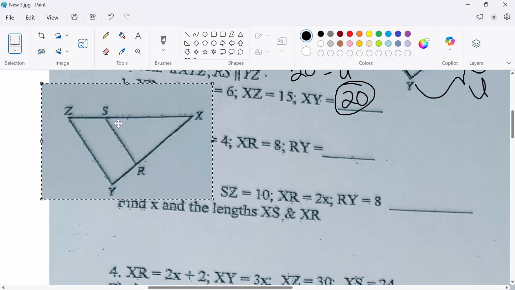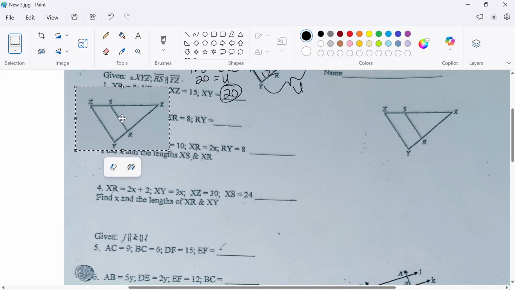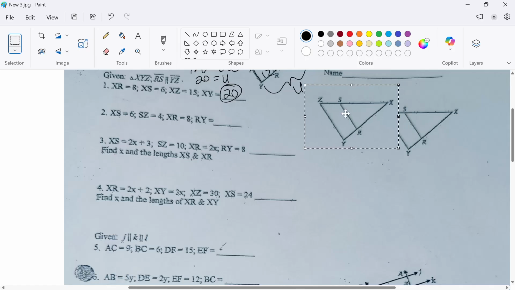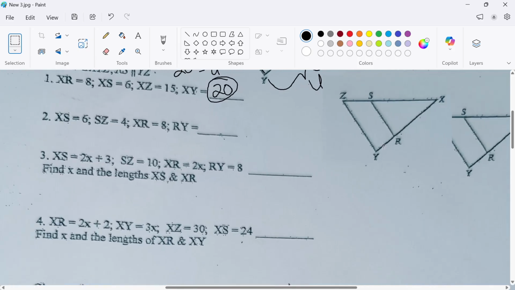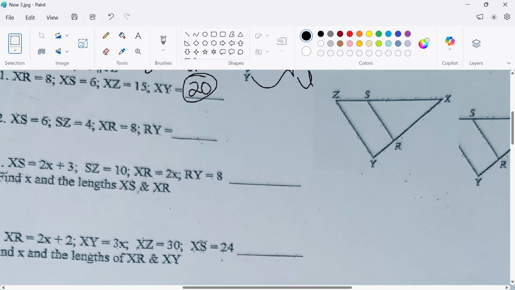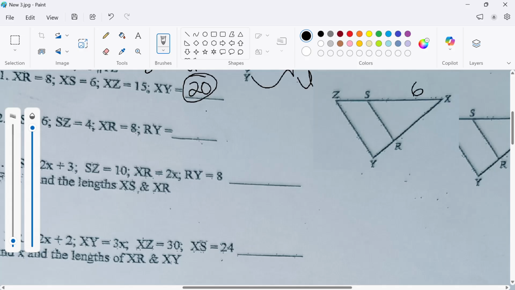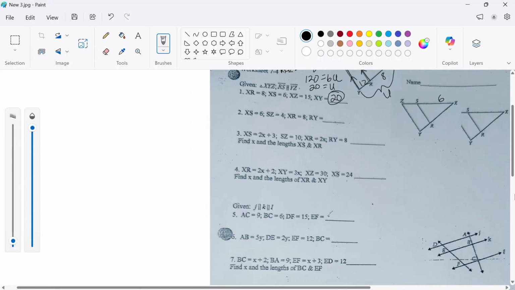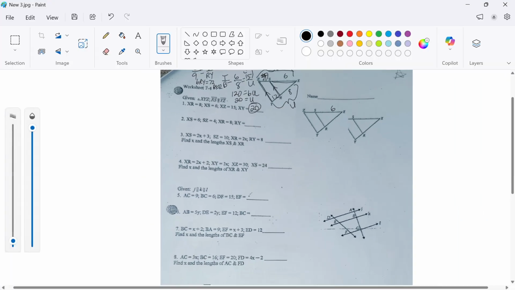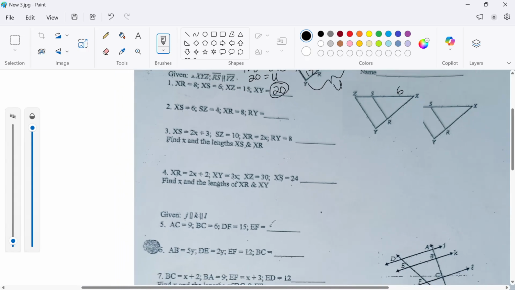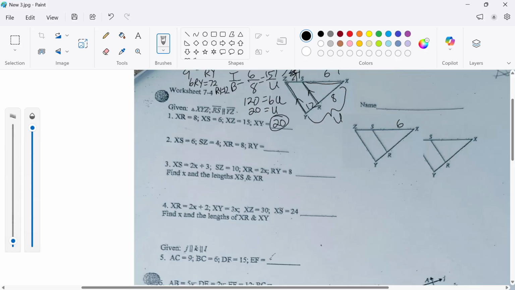All right, here's the image for number 2, and I'm going to put that one over here. I'm trying to think how I'm going to have enough room, but I just have to squeeze them in. I've got no excess room, I'll tell you that. I can't get it exactly where I want it to be. XS equals 6. SZ equals 4.